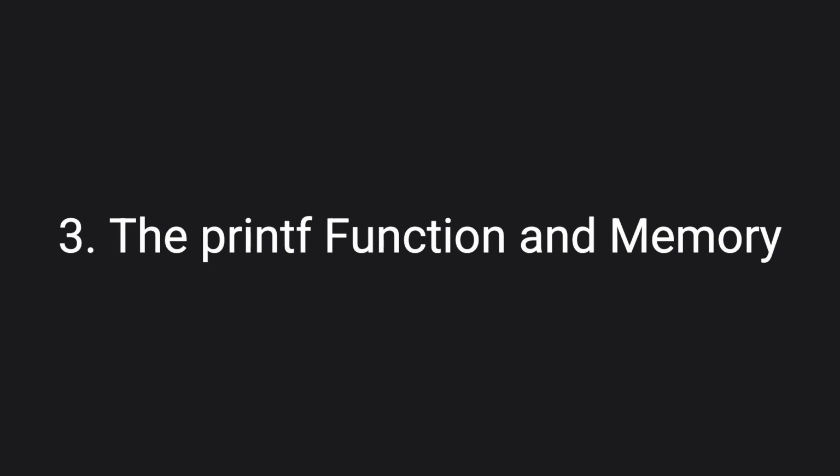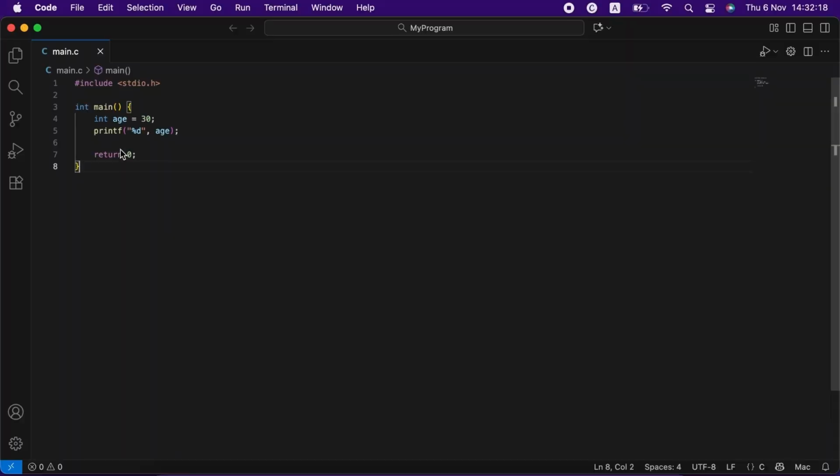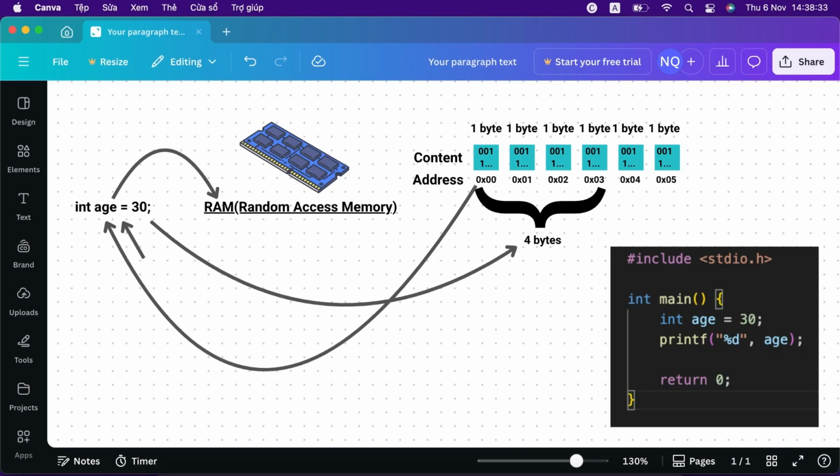Third, the printf function and memory. When we use the variable name age in our code like this, about the age variable, the operating system knows at least two things: its first address and its data type. I am speaking about the first address, and the OS knows the data type of the age variable to be integer, 4 bytes equals 4 addresses. When it knows what the first address is, it also knows the 3 next addresses from the first address.